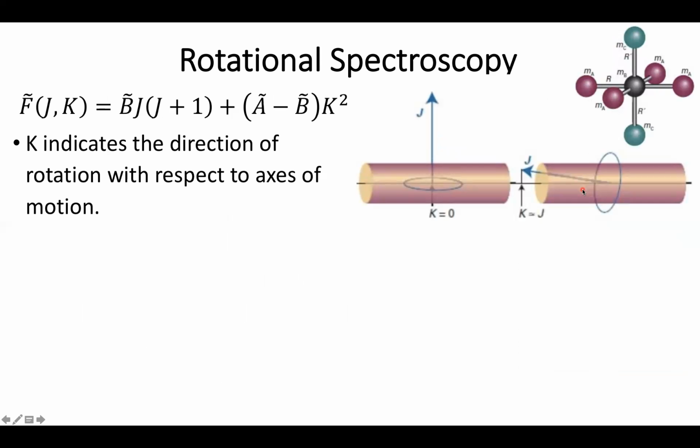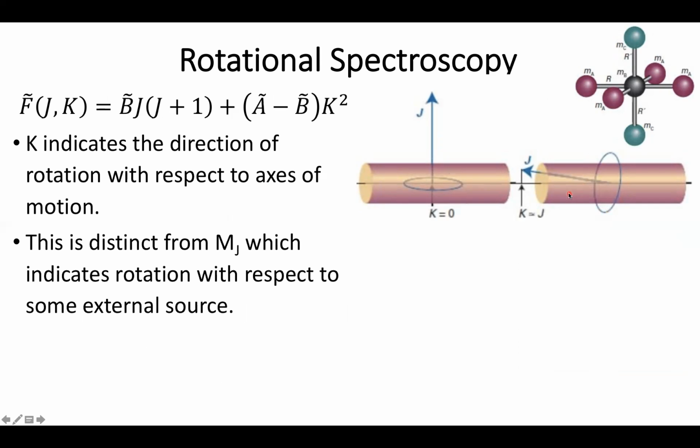Now, one of the other big things I want to clear up is one common point of confusion about what k means. So k is going to be indicating the direction of rotation with respect to the axis of motion. So if k is 0, I'm essentially just having a tumbling action. K equals j, I'm mostly a rolling action. This is not going to be the same thing as m sub j. So m sub j is also telling us a lot about the direction in which motion is occurring.